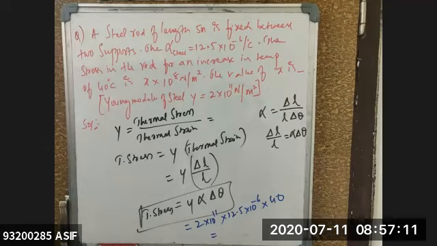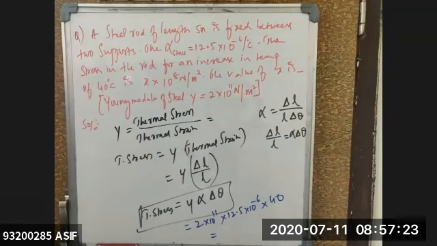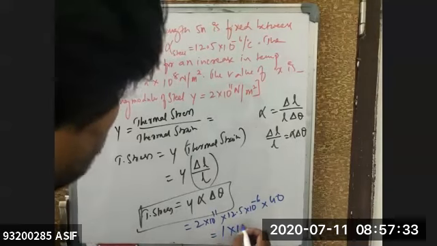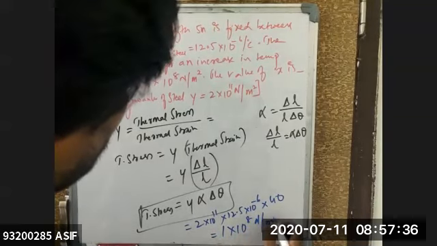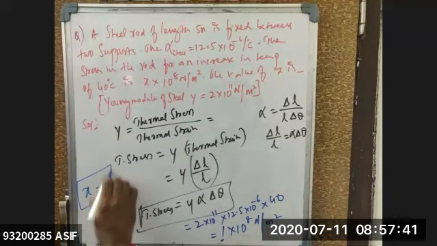So 1000 into 10 to the power of 5 is equal to 1 into 10 to the power of 8. The answer is x into 10 to the power of 8, which means we need to get the answer in 10 to the power of 8. So this will be 1 into 10 to the power of 8 Newton per meter square. That means what is the value of x? Answer: x is equal to 1.